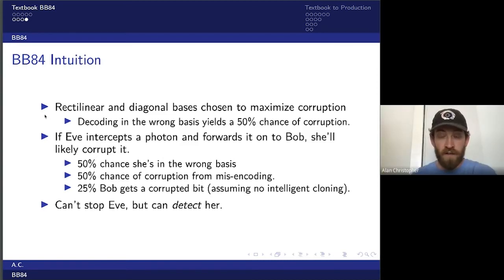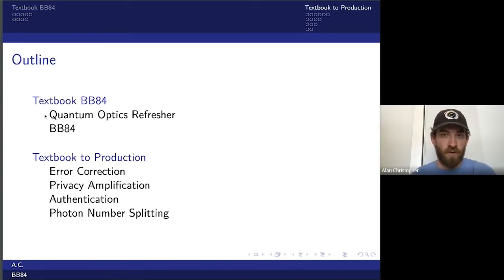Okay. And this is actually a very good point to break for questions because we're about to move into some of the hairier details of BB84. Does anybody want to chime in with questions about the gist of the protocol? 3, 2, 1. All right.